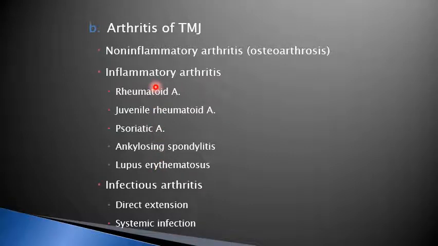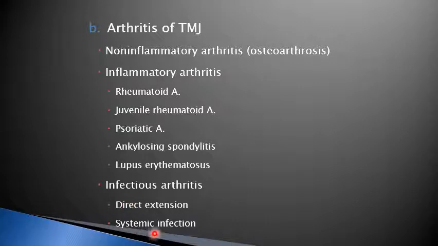They primarily affect the other large joints of your body, and occasionally your temporomandibular joint can also be affected by these diseases. Then you have infectious arthritis, that is, inflammation because of an infection. You can have a direct extension. For example, there is a middle ear infection, and since your temporomandibular joint is very near to the ear, this infection spreads to your temporomandibular joint and causes infectious arthritis by direct extension.